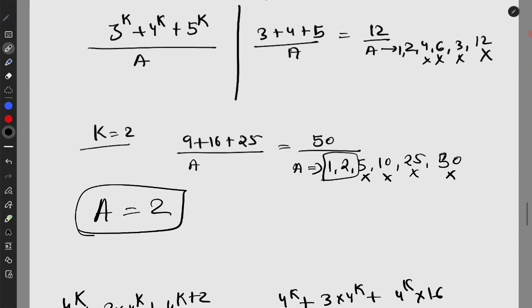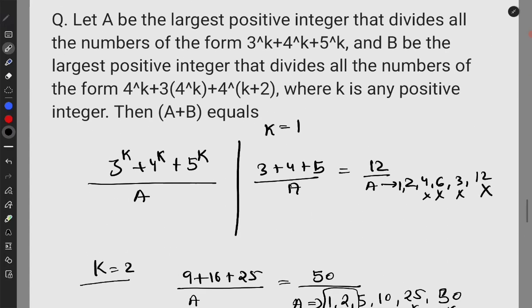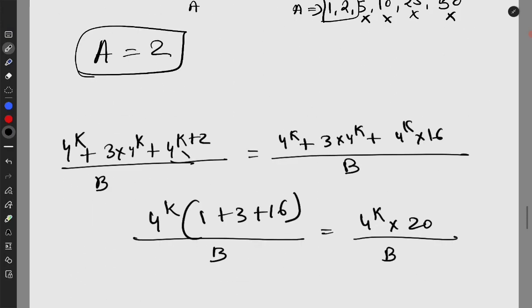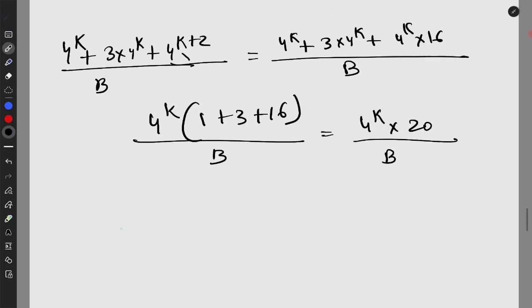Now as per the question, b is the largest possible integer that divides all the possible numbers of this form. Now if b is largest, then b should be a multiple of 4 and a multiple of 20. If it is a multiple of 20, then it will divide everything, and for any power of 4, it will always divide it. So it will be 80.